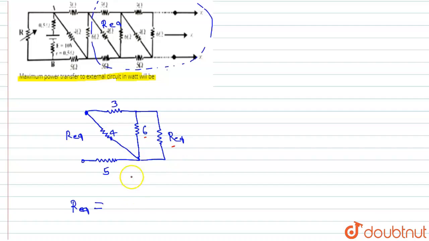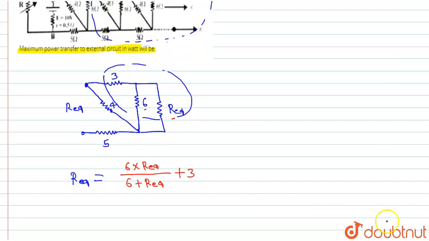So how can we find this? From here we can write this is equal to 6 into R equivalent divided by 6 plus R equivalent. Now we can see 3 is in series with these two, 6 and R equivalent, so we write 3 plus this. Clear? Now we can see that this 4 is in parallel with this part of the circuit.